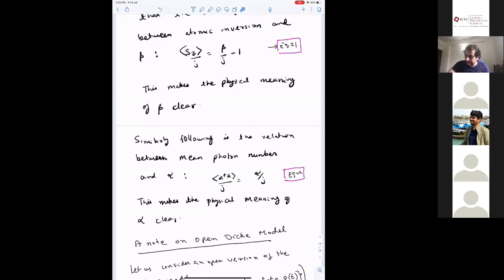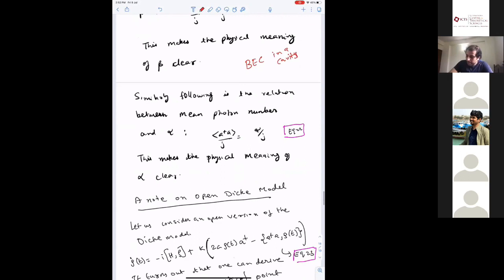This kind of phase transition has been realized in many physical systems. There's something called BEC in a cavity, which is one example where this Dicke phase transition has been realized. And you have facilities in which you can tune this lambda, and they are very beautiful experiments.